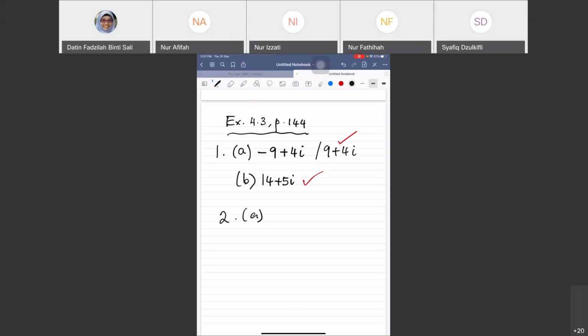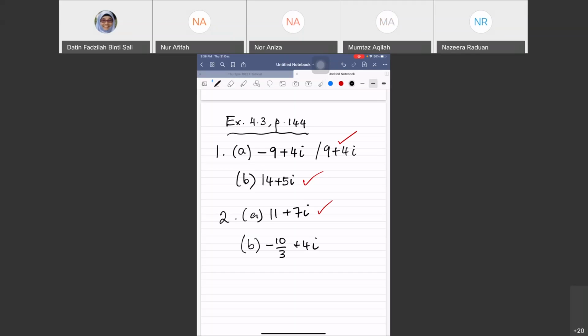Aniza. 11 plus 7i. Nazira. 2A also. Same, madam. 11 plus 7i. Okay, so answer is 11 plus 7i. Okay, what about 2B, Mumtaz? Negative 10 over 3 plus 4i.